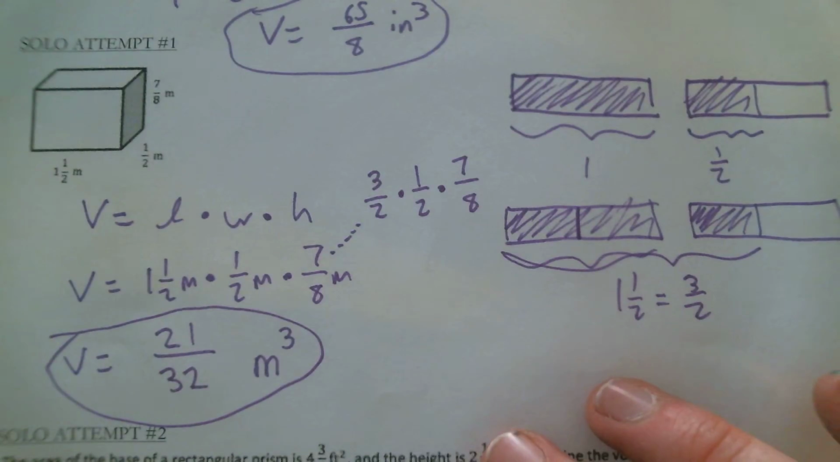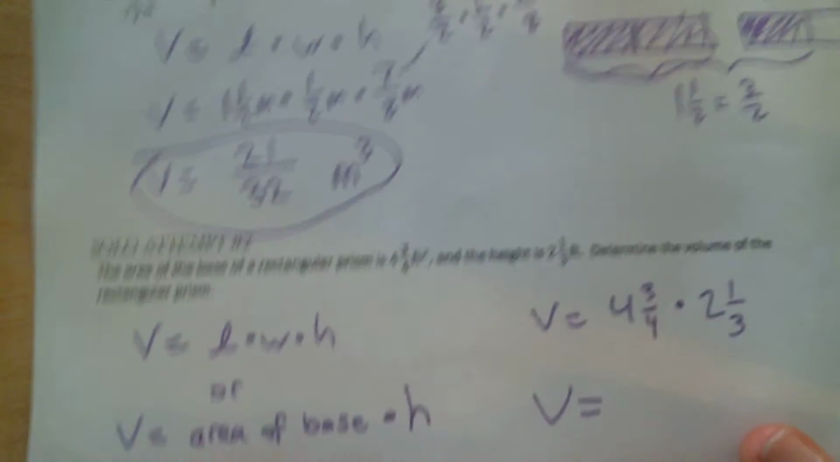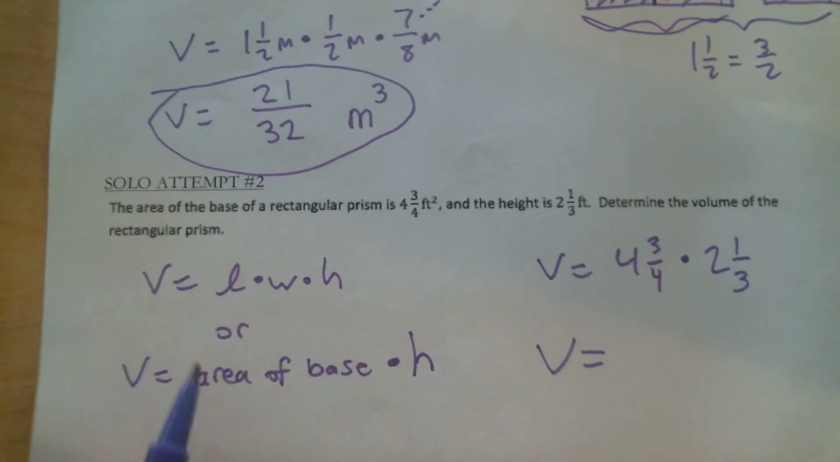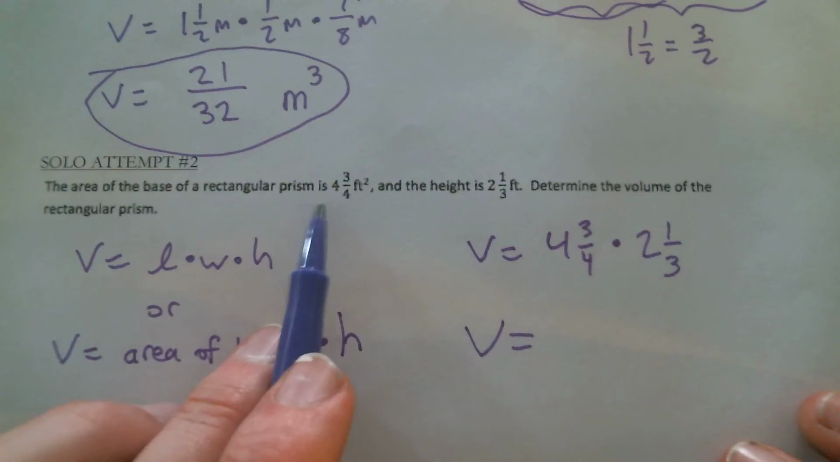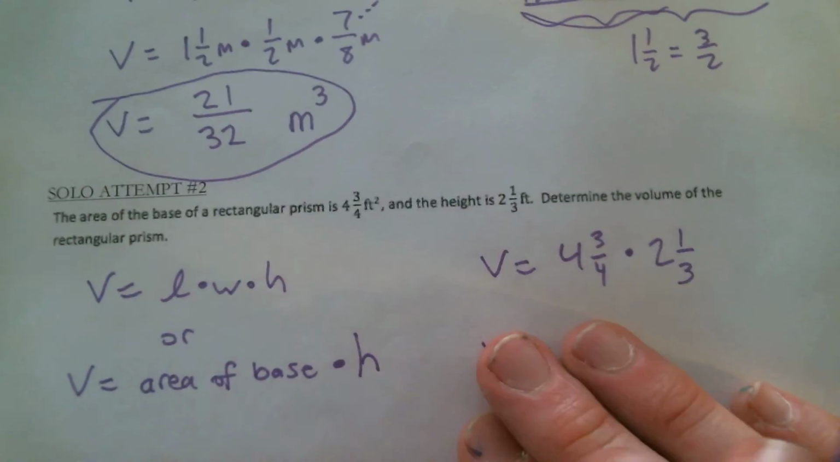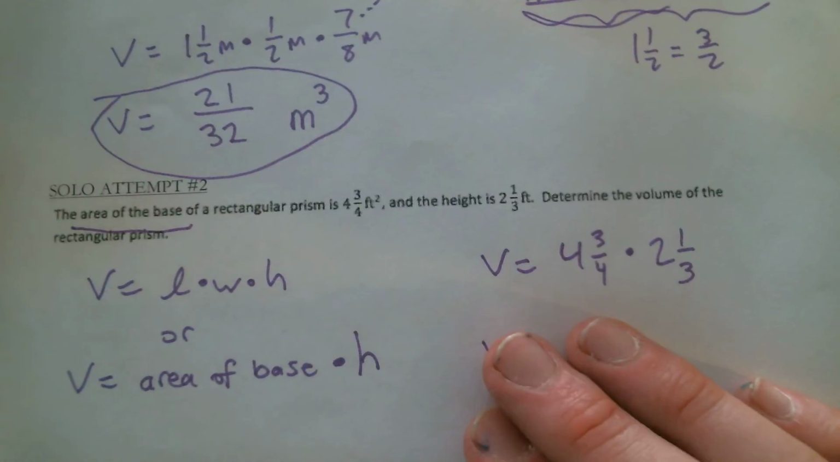Now I'm about to go over solo attempt 1, or number 2. If you haven't already done it, you need to finish it first and then come check. Okay, so I have the length times the width times the height, or I can use the area of the base times height. That's what we learned about back in this problem and back in the one before where we noticed the pattern. So here we have 4 3/4 feet squared times 2 1/3 feet. That's because we're given the area of the base. So we're just going to multiply by the height.